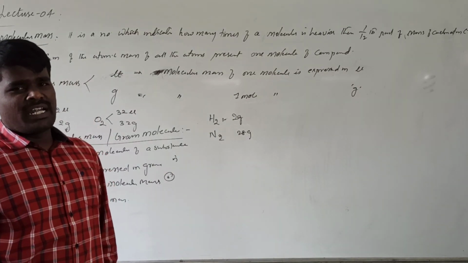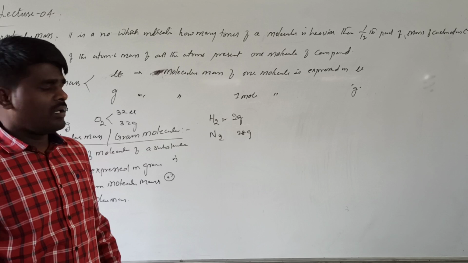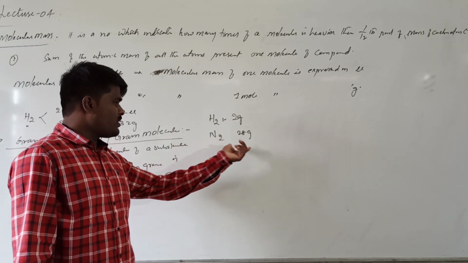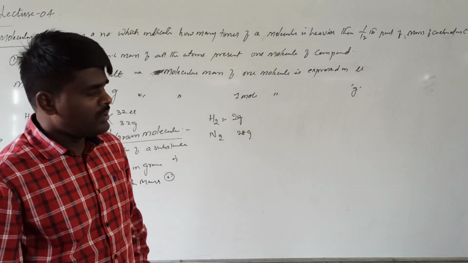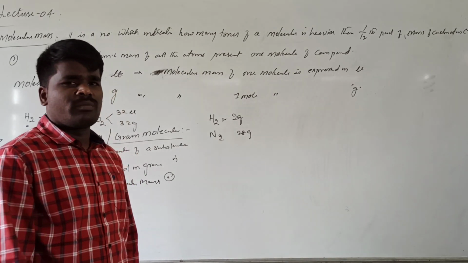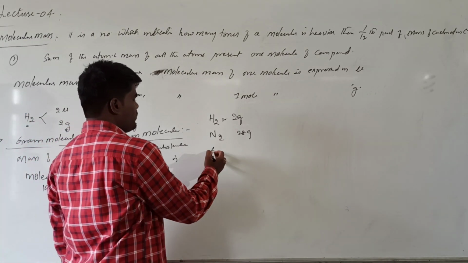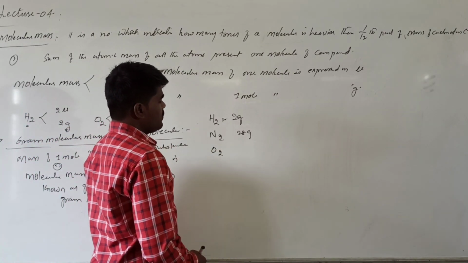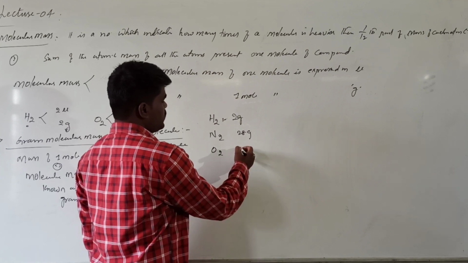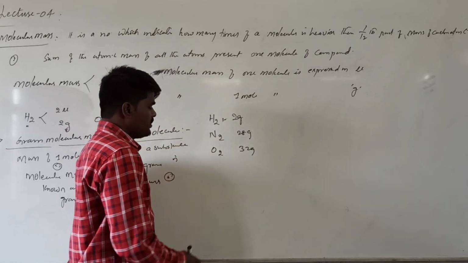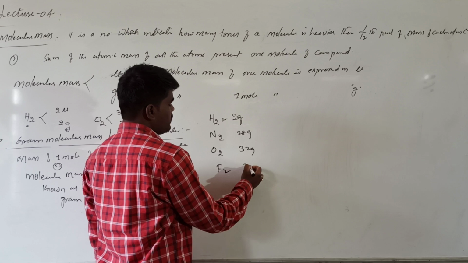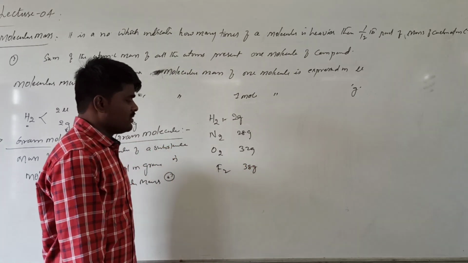the atomic mass of nitrogen is 14, and how many atoms are there? 2 atoms. 2 atoms together will be how much? 28. So 28 grams will be the molecular mass of nitrogen. Similarly, oxygen will be 32 grams, right? Fluorine will be 38 grams, like this.